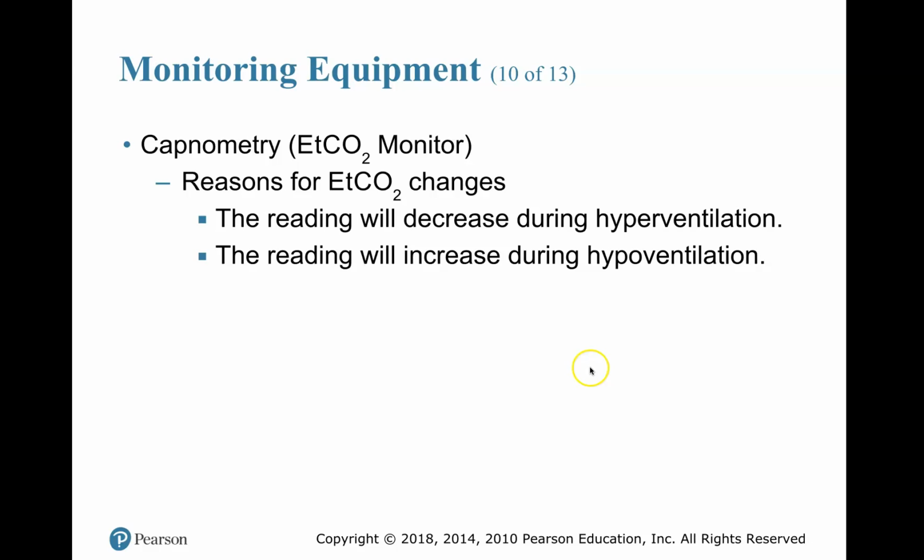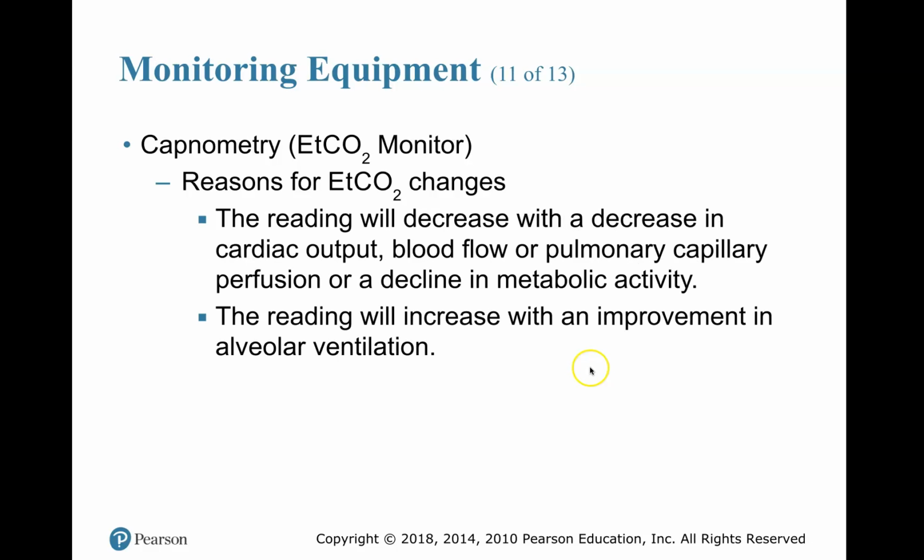The reasons for EtCO2 changes: the reading will decrease during hyperventilation, and the reading will increase during hypoventilation. The reading will decrease with a decrease in cardiac output, blood flow, or pulmonary capillary perfusion, or a decline in metabolic activity. So the decrease in carbon dioxide coming out is going to be with a decrease in cardiac output, blood flow, or pulmonary capillary perfusion. So if you see a decrease in EtCO2, then you know there's possibly something going on with the heart, or blood flow or perfusion. And the reading will increase with an improvement in alveolar ventilation. So we want to see a reading of probably between 35 and 55. That's a big jump, but we need to see EtCO2 about 35 to 55. Then we kind of know everything is operating okay.